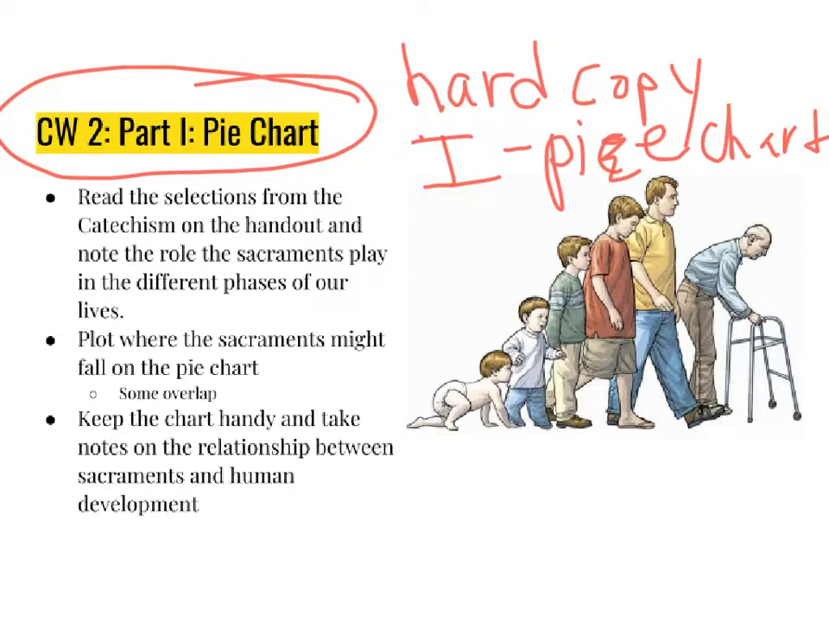So the first thing you do before we start anything, the warm-up, is to read the selections from the Catechism on the handout and note the role the sacraments play in different phases of our lives. Plot where the sacraments might fall on the pie chart, and some will overlap. And keep the chart handy to take notes when we talk about the relationship between sacraments and human development. So again, this is classwork 2.1. It's the first part, and again, it's a hard copy. I do have digital copies on PowerSchool, but if you're absent, see me for the hard copy.